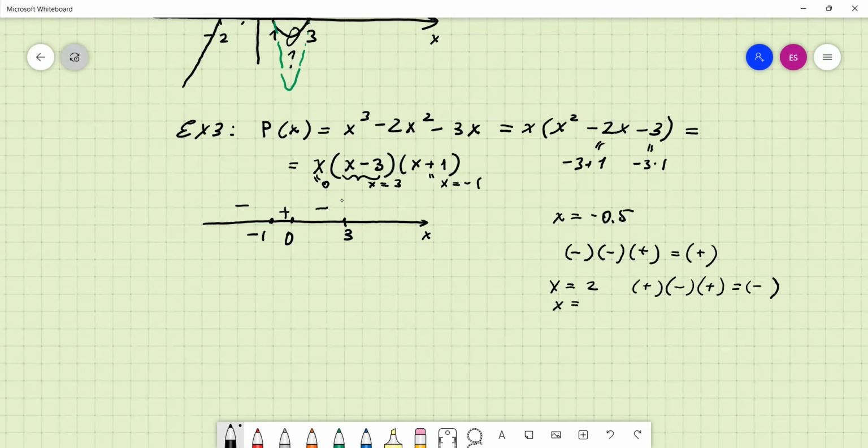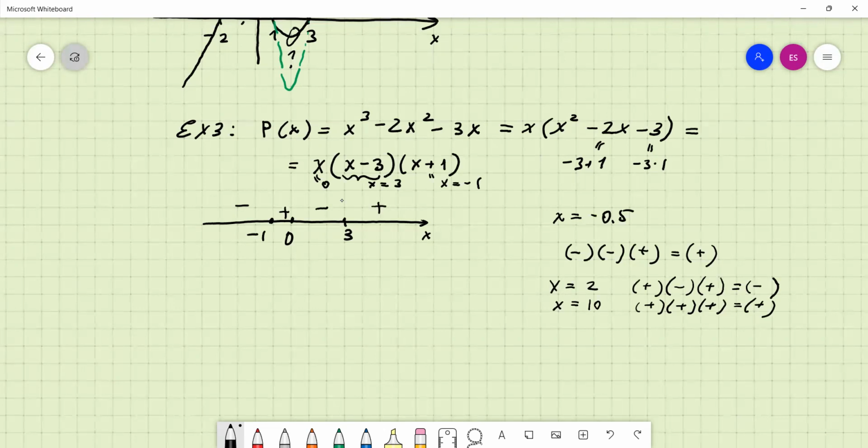The last point I'm going to consider maybe something to the right of 3, like let's consider 10. So 10, 10, and 10 everywhere is going to give me a bunch of pluses. So the final is plus. And I'm ready to graph my polynomial.